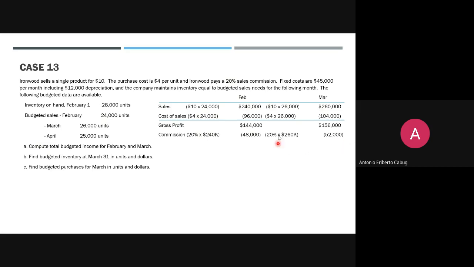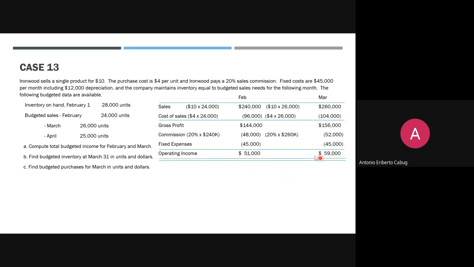Meron pa ba? Fixed cost. The fixed cost is 45,000. Fixed expenses of 45K. And this is an income statement. Hindi naman cash flow ang hinahanap. So do not remove the depreciation. The depreciation should be part of the amount to be deducted here. Huwag yung tanggalin yung depreciation kasi expenses naman to. So, 144 minus 48 minus 45, that's 51,000. 156 minus 52 minus 45, that's 59,000.